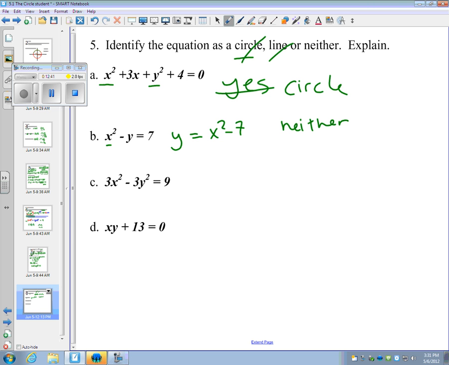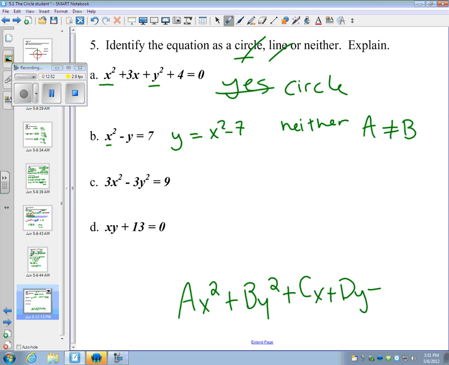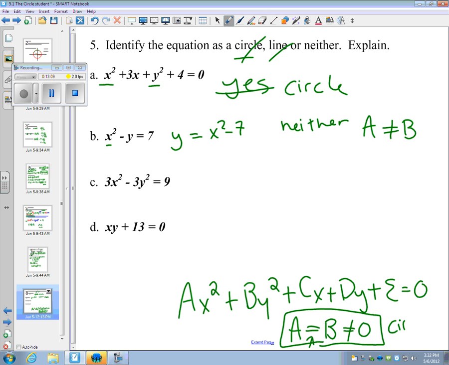Another way to say this is A did not equal B. Remember we said the general form was ax squared plus by squared plus cx plus dy plus e is equal to 0. For a circle, A had to equal B and neither of them could be 0. I think I made a mistake the last time I wrote it, so make sure you have that. This means circle. I know I made a mistake earlier in the video, sorry.